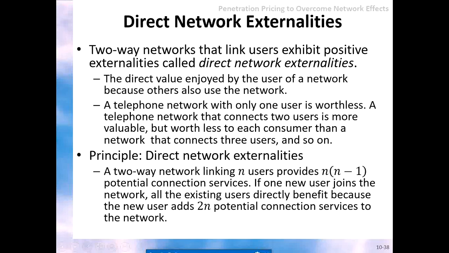If you have 100 users, it's better. If you have 1000 users, it's better. So what is the principle of direct network externalities? A two-way network linking n users, let's say 100, provides n times n minus 1 potential connection services. If one new user joins the network, all the existing users directly benefit because the new user adds 2n, because each one can call the new one, right? So 2 can call 1, 1 can call 2, so 2.